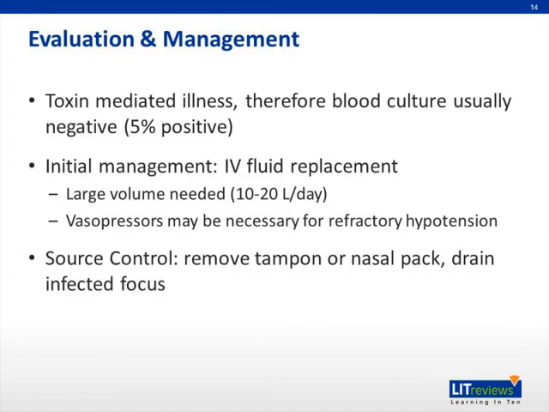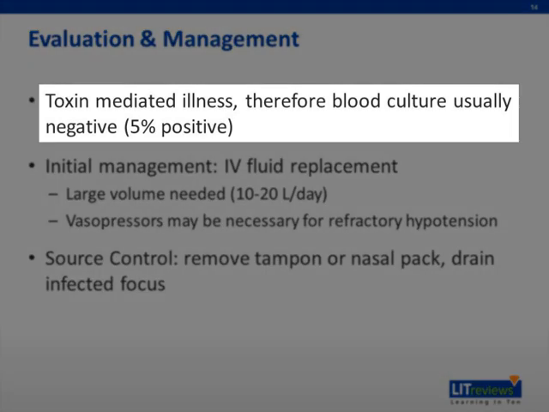The illness manifested by staphylococcal toxic shock syndrome is toxin-mediated, so blood cultures are usually negative. Only about 5% of blood cultures are positive, because when you test blood cultures, you're testing for the pathogen, you're not testing for the toxin. The pathogen is usually not present in the blood, but the toxins are, and that's what causes the illness. So you won't really see positive blood cultures in this illness.